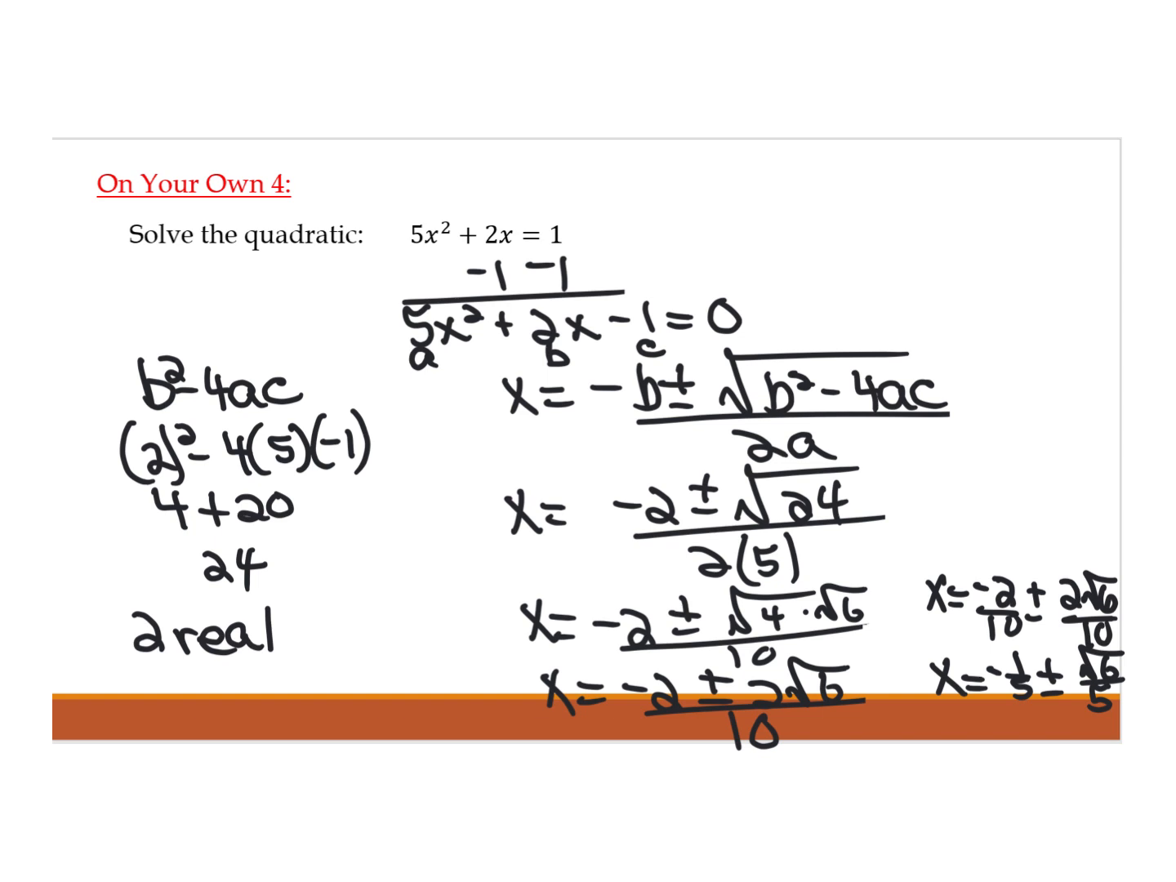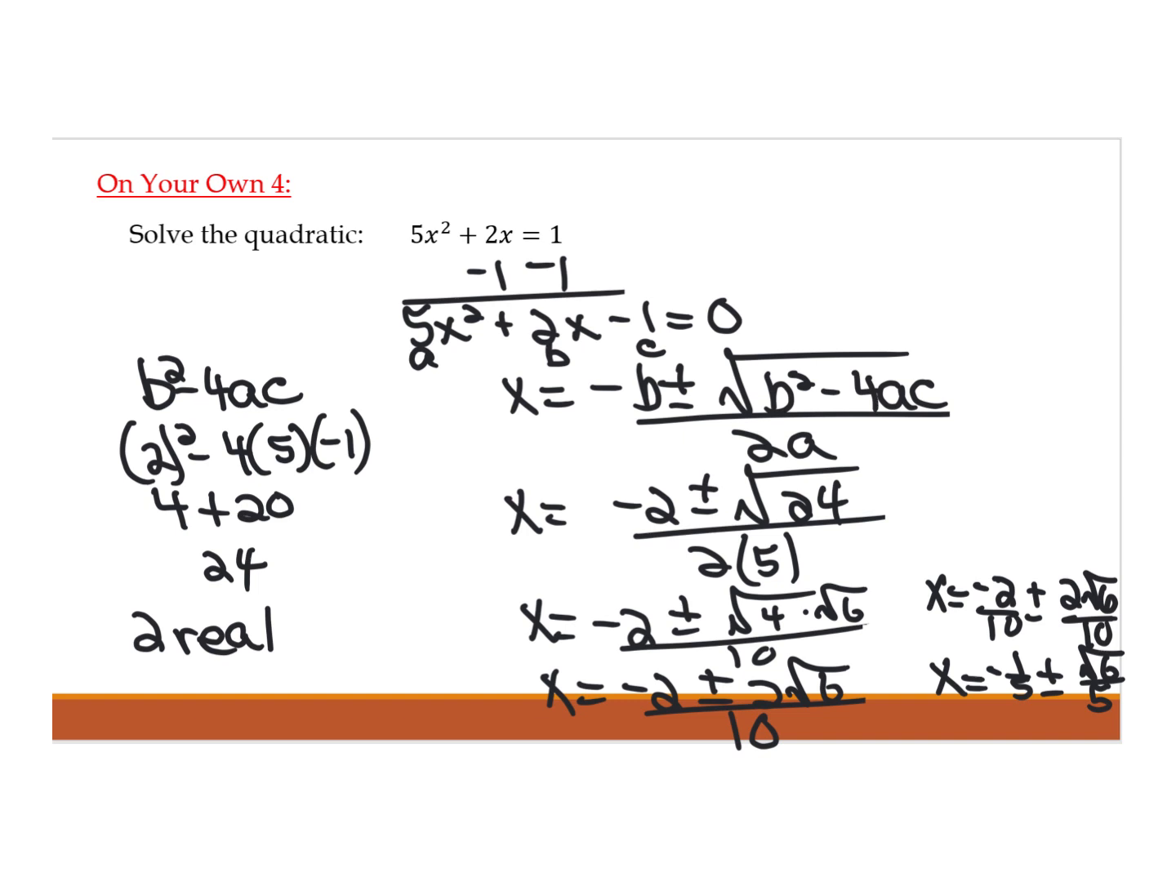I'm going to have 2 squared minus 4 times 5 times negative 1, which is going to give me 4 plus 20, which is 24, which tells me there's going to be 2 real solutions. Okay, 2 real solutions doesn't mean it has to be an integer. It could be actually containing a radical.